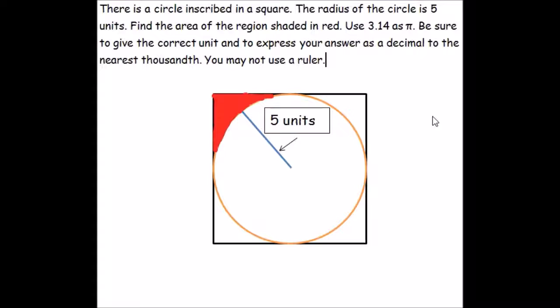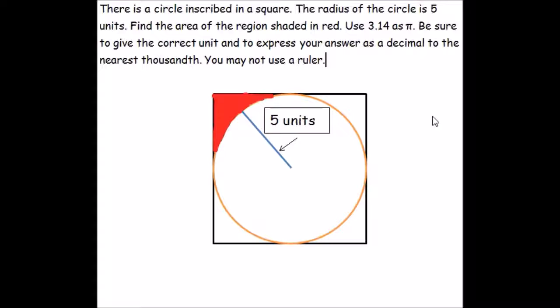Today I'm going to be showing you a very hard word problem that I came up with. So, here we go. There is a circle inscribed in a square, and this is a math word problem, by the way. The radius of the circle is 5 units, and we have a picture of the circle inscribed in the square with the radius of 5 units.